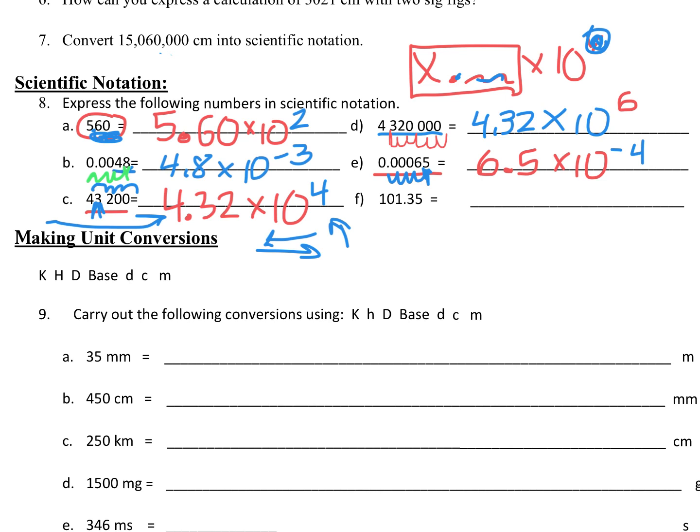Cool? All right, let's try letter F. 101.35. This is a good one because you're going to make it 1.0135. We've been getting used to moving the decimal point all the way to the end, but in this case, it's not at the end. You have it after the first one, but you only need to get it back to after the second one, between the 1 and the 3.